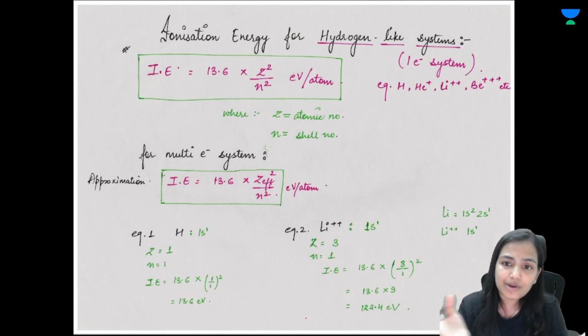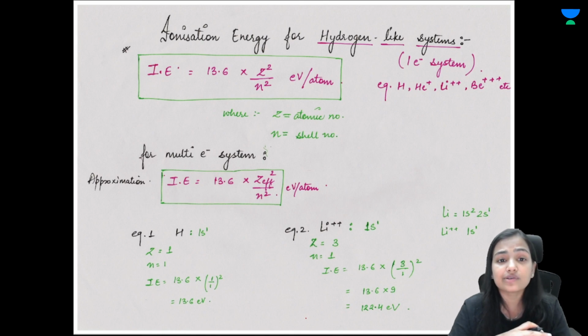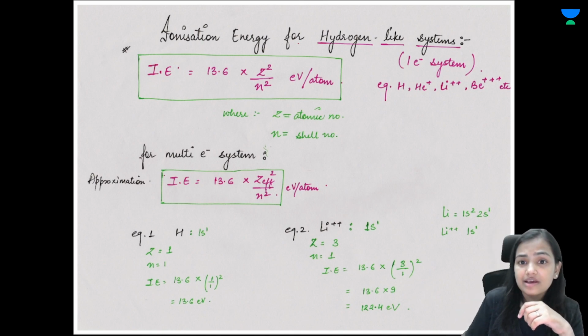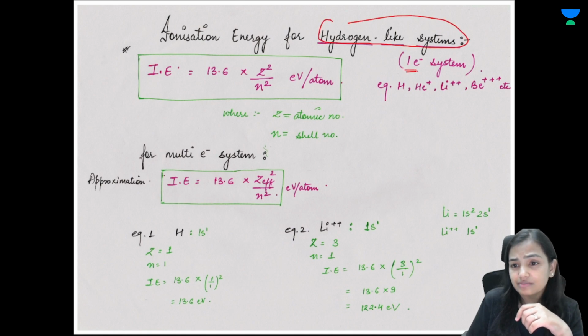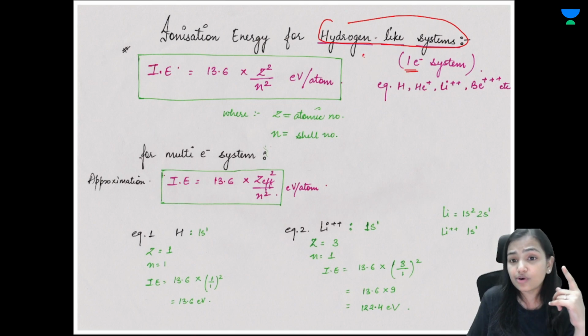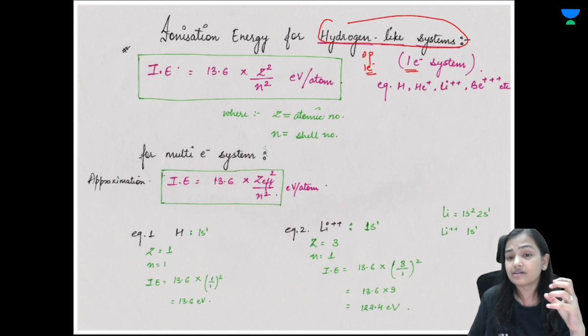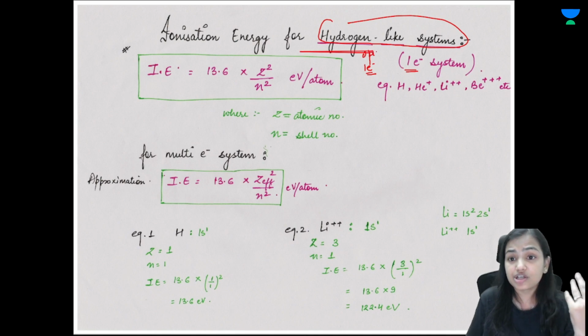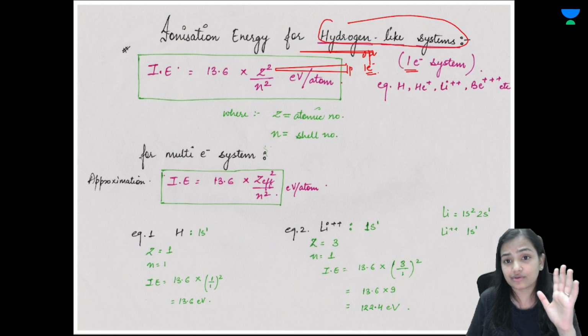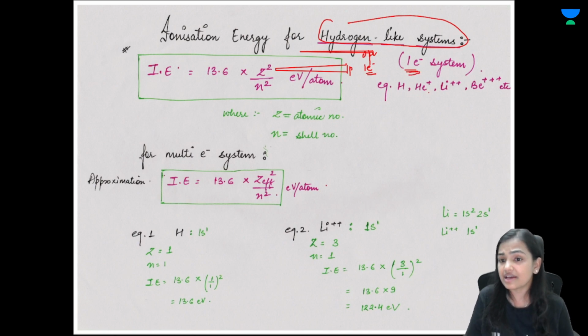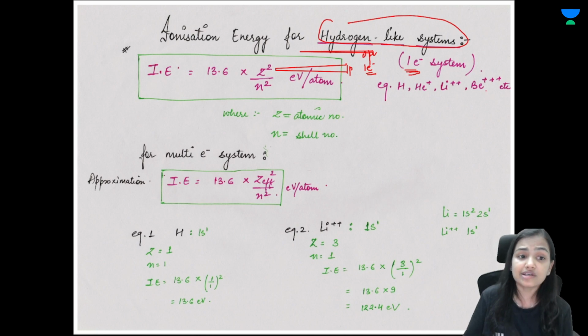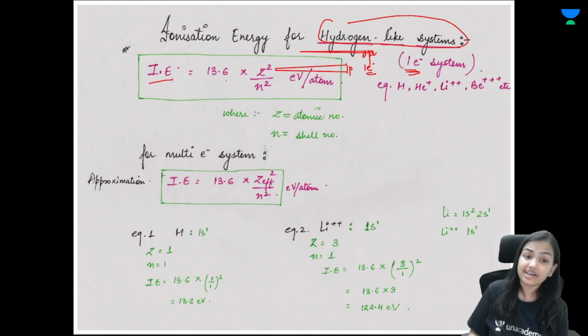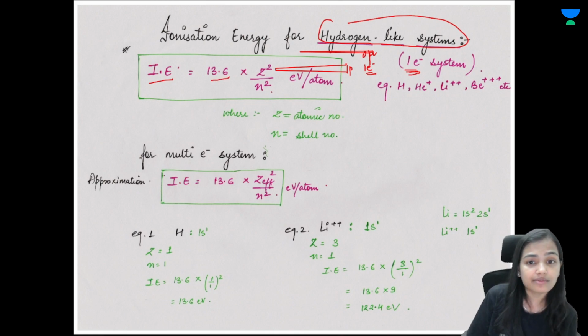So guys, the last part is, as per quantum mechanics, whenever you need to find the ionization energy for any hydrogen-like system, I mean a one-electron system. Hydrogen has zero neutrons and only one proton and one electron. So when I'm talking about one-electron systems like He+, Li2+ or Be3+, for such one-electron species the ionization energy can be calculated by this formula which you might have studied in the chapter atomic structure: 13.6 times Z square by N square electron volt per atom.